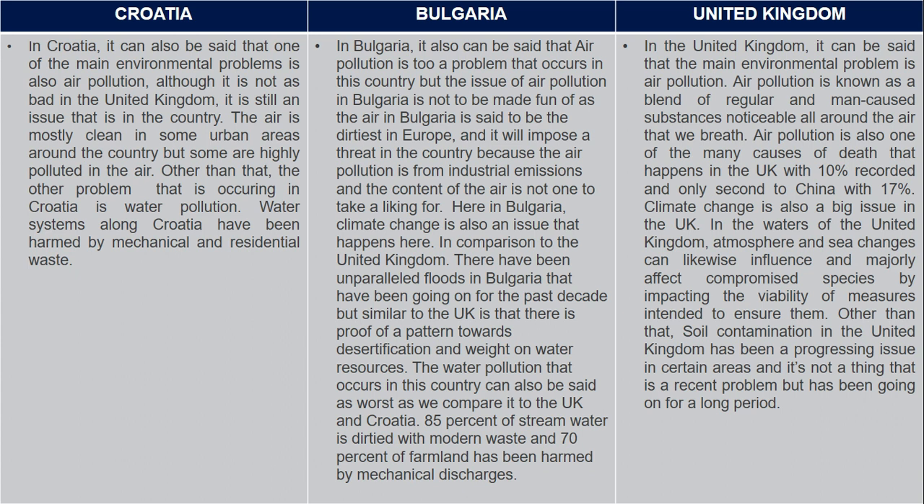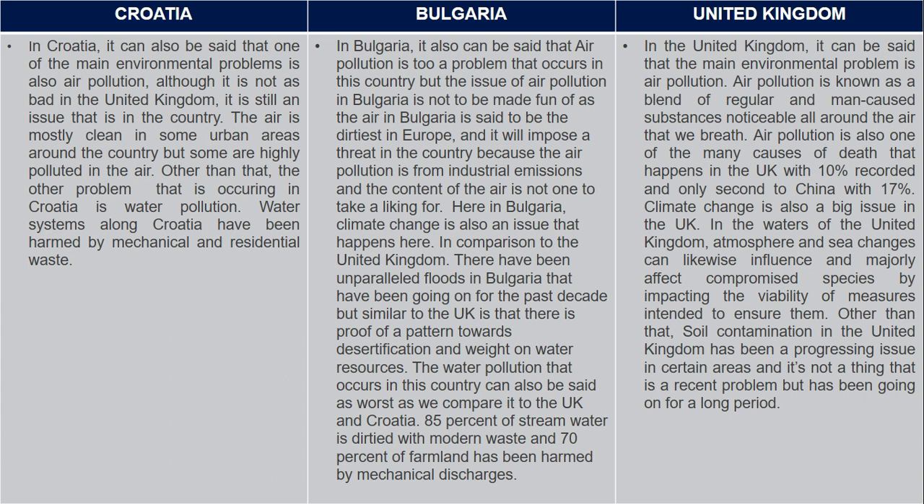But the issue of air pollution in Bulgaria is not to be made fun of, as the air in Bulgaria is said to be the dirtiest in Europe, and it imposes a threat in the country because the air pollution is from industrial emissions and the content of the air is not one to take a liking to. Here in Bulgaria, climate change is also an issue.